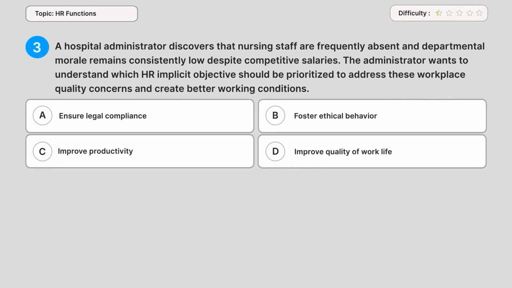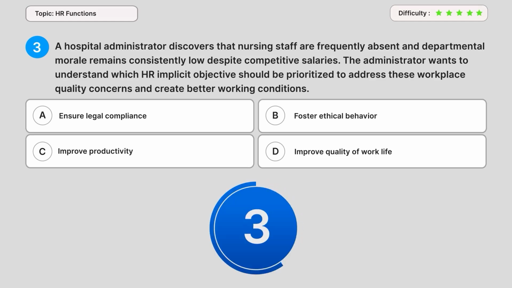3. A hospital administrator discovers that nursing staff are frequently absent, and departmental morale remains consistently low despite competitive salaries. The administrator wants to understand which HR implicit objective should be prioritized to address these workplace quality concerns and create better working conditions. A. Ensure legal compliance. B. Foster ethical behavior. C. Improve productivity. D. Improve quality of work life. What do you think is the answer?